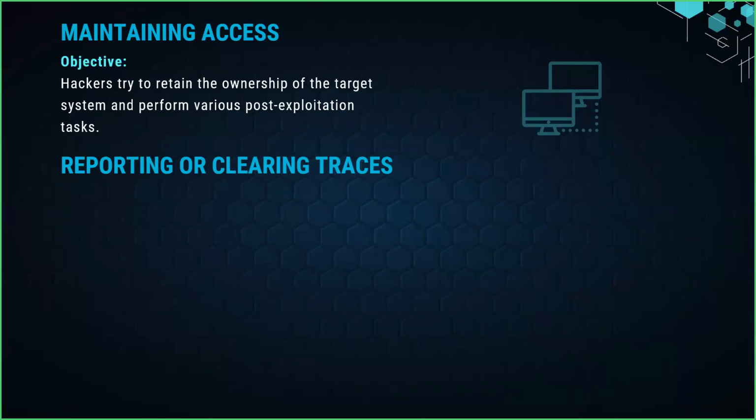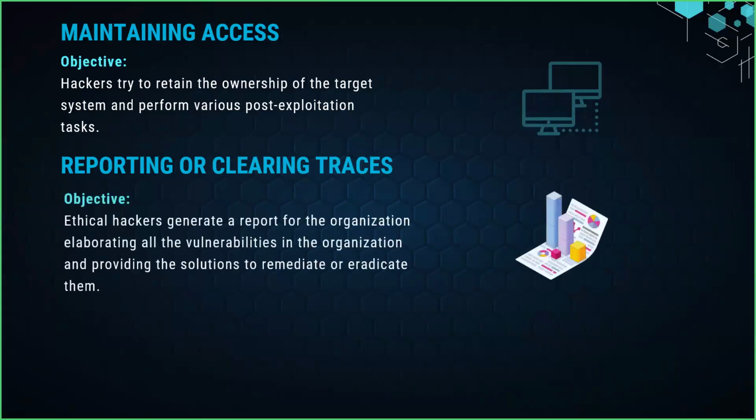This is how the vulnerability has started. This is how hackers can exploit it. This is the risk that your organization poses from this vulnerability. This is how they can exploit it and attack other systems in your network. Every single minor detail is included in the report. Ethical hackers generate reports for the organization, elaborating the vulnerabilities and the threats that those vulnerabilities are posing for the organization. Along with that, you also provide the solutions to eradicate those vulnerabilities. That's the job of an ethical hacker.